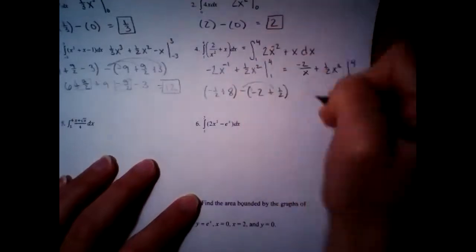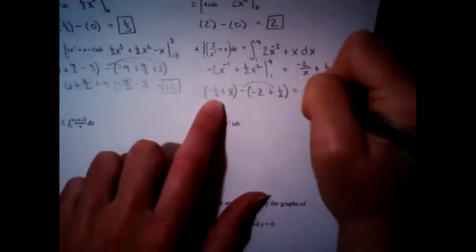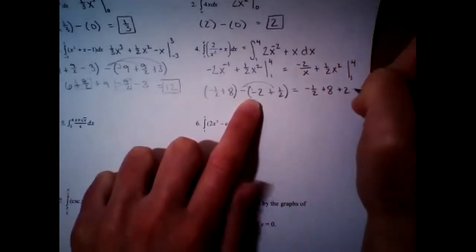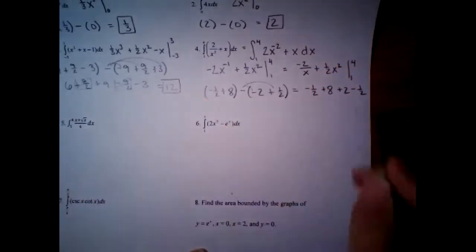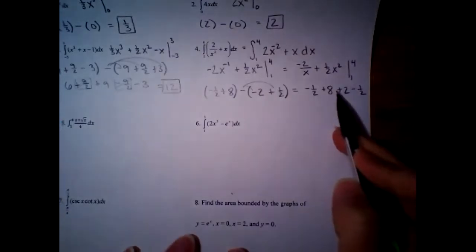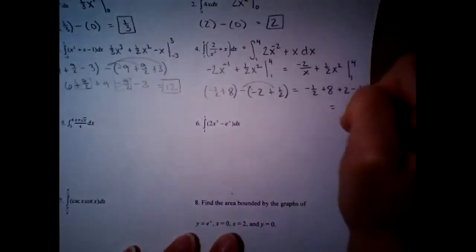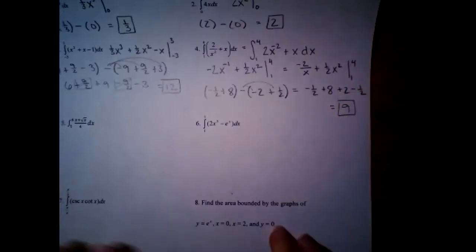Let me distribute the negative sign. This is going to be -1/2 plus 8 plus 2 minus a half. So 8 plus 2 is 10. Minus a half and minus a half would be -1, so the total answer is going to come out to be 9. And if you wanted to check it in your calculator, you could.